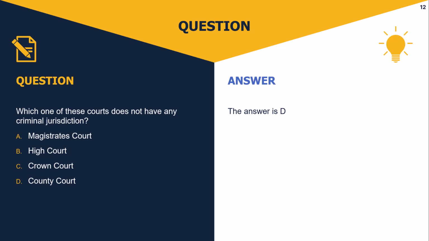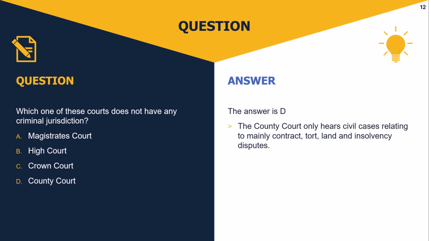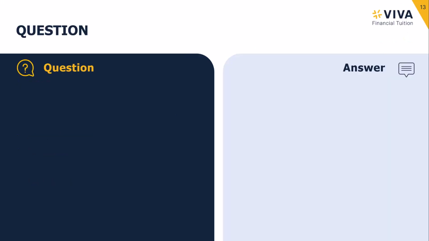So I think this is a great example of an exam standard question on the court structure. That's the sort of thing that they would want you to know. So the County Court only hears civil cases relating mainly to contract, tort, land, and insolvency disputes. Let's have a look at another one.